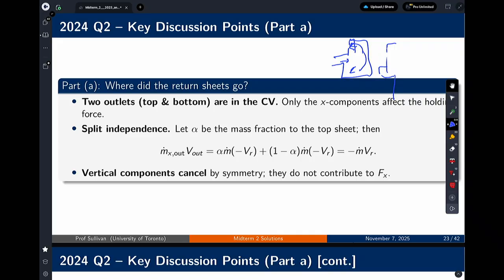If we let alpha be the mass fraction of the top sheet, then the sum of m dot out times v out has to be alpha m dot times minus vr, plus 1 minus alpha m dot times minus vr. And the vertical components cancel by symmetry. There's nothing that's going up and down. They're both equal and opposite, so they don't contribute to Fx. But you have this expression right here for velocity r. If you add them all together, you don't worry about the volume or the cross-sectional area at the exit at the top or the bottom, you end up with minus m dot vr.